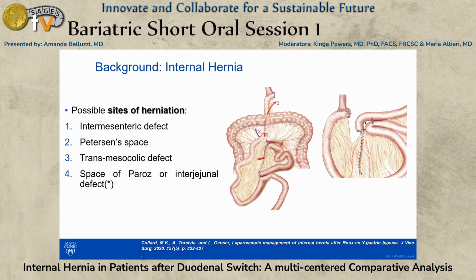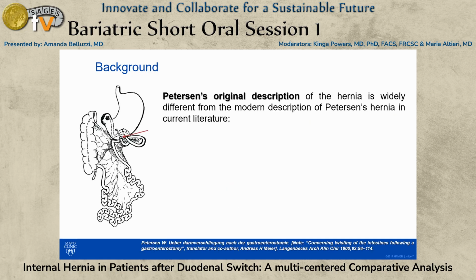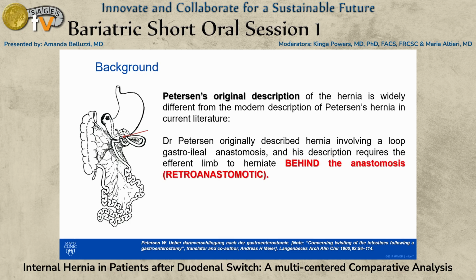Here, as you can see from the figure, there are all the possible sites of herniation after metabolic and bariatric surgery, that is, intermesenteric defects, Petersen space, transmesocolic defect, and space of Parrot or interduodenal defect. We have to point out that Petersen's original description of the hernia is widely different from the modern description of Petersen hernia in current literature. Dr. Petersen originally described a hernia involving a loop gastroileal anastomosis, and his description requires an efferent limb to herniate behind the anastomosis. That is why we call it retroanastomotic.